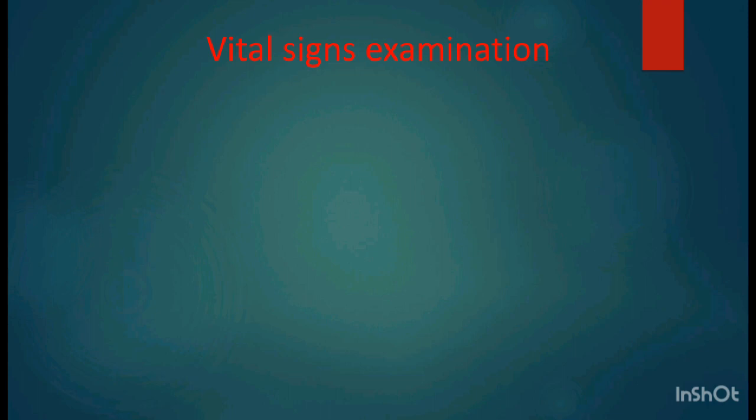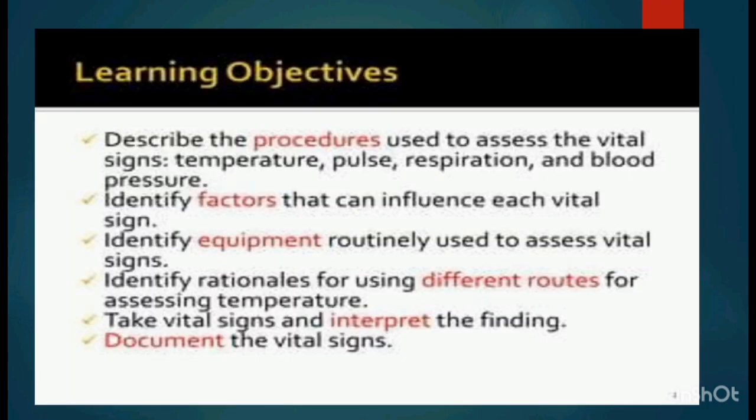Today we will discuss vital signs examination or measurement. So here are some learning objectives. Describe the procedure used to assess the vital signs like temperature, pulse, respiration and blood pressure. Identify the factors that can influence each vital sign. Identify equipment routinely used to assess vital signs and identify the rationales for using different routes for assessing temperature.